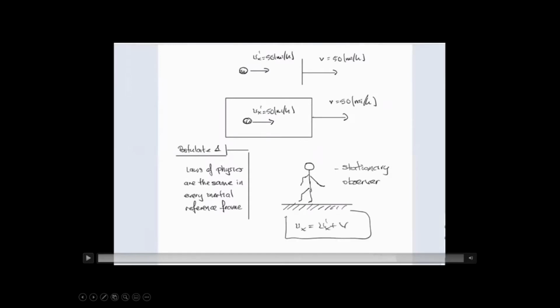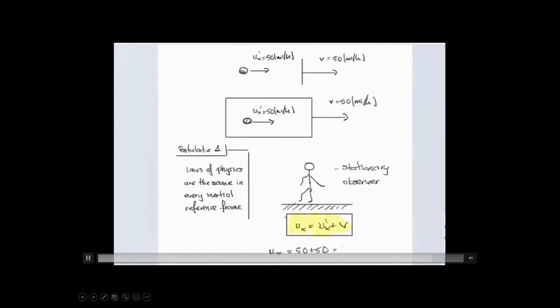So u of x prime represents the speed of an object relative to a moving reference frame, which is this. And v is going to represent the speed of that moving reference frame relative to the stationary observer, which is this. And u of x is the speed that this guy is going to measure for this ball. This is known as the Galilean transformation.